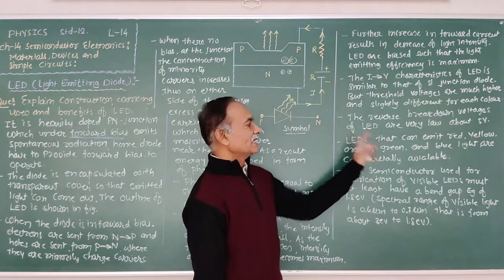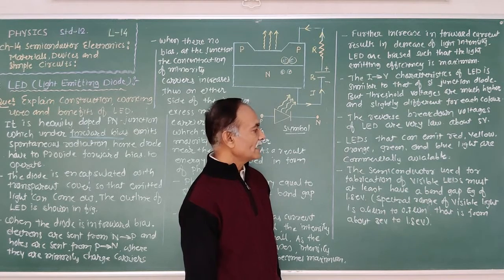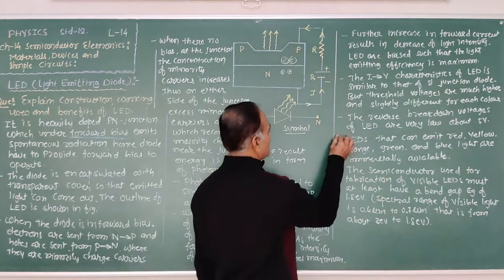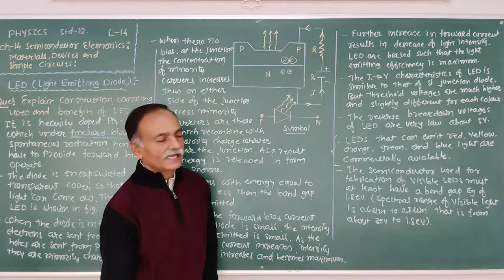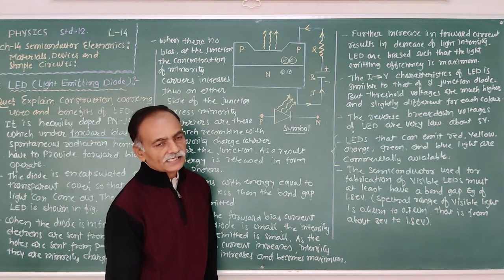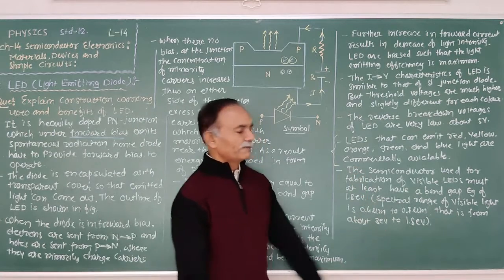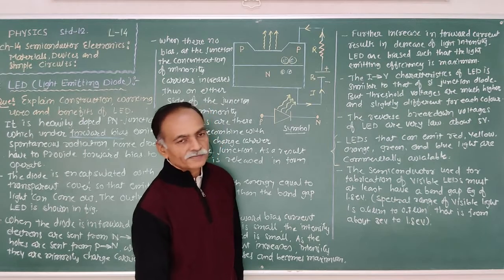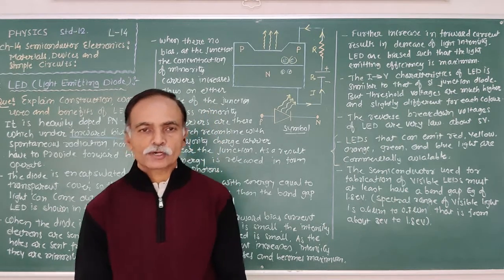LEDs that can emit red, yellow, orange, green and blue light are commercially available. LEDs in different colors are available. The semiconductor used for fabrication of visible LEDs must at least have a band gap Eg of 1.8 electron volts.